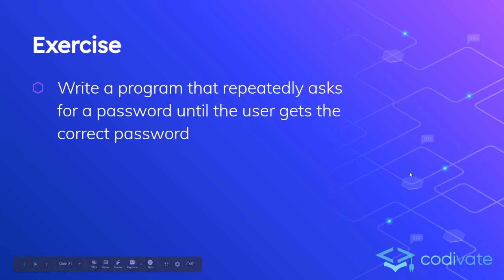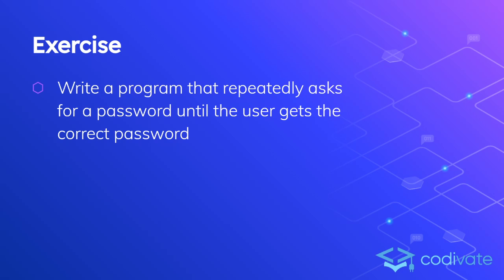Next one, write a program that repeatedly asks for a password until the user gets the correct password. Now this one's tricky. This one is way more tricky. You have to use the ask block. If you remember how to do that, it's in sensing. There's an ask and then there's an answer.